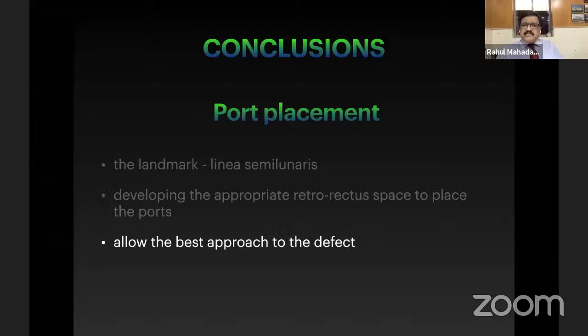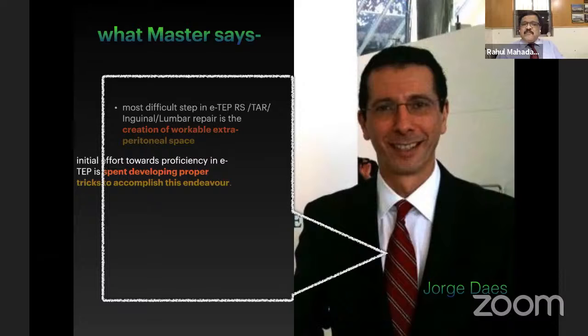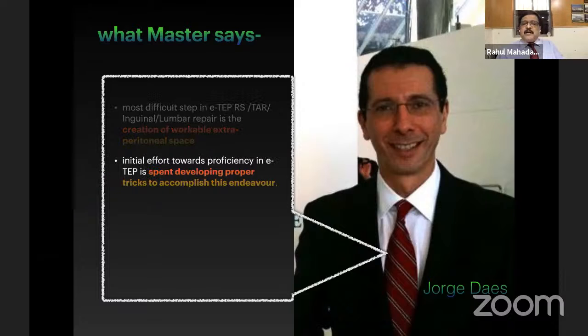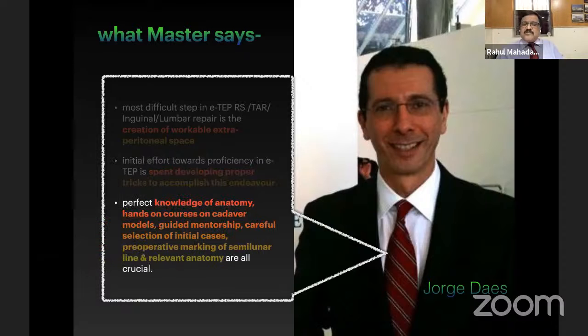Jorge Dias, the master, says that the most difficult step in eTEP RS scar or inguinal or lumbar hernia repair is the creation of a workable extraperitoneal space. The initial effort towards proficiency in eTEP is spent developing proper tricks to accomplish this particular endeavor. Perfect knowledge of anatomy, hands-on courses on cadaver models, guided mentorship, careful selection of initial cases, and preoperative marking of a seminal line and relevant anatomy are all crucial.